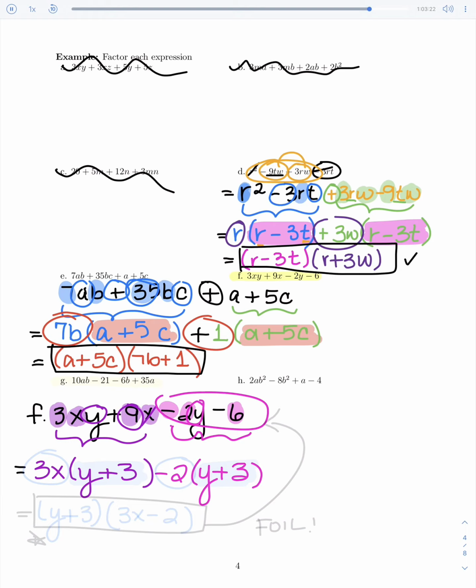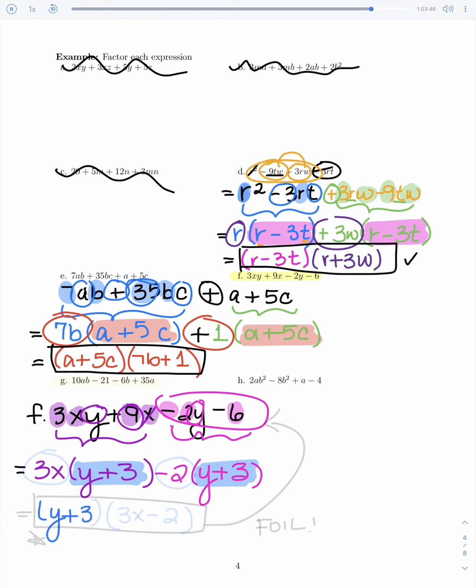If you had forgotten to pull out the negative from the second piece, what would have happened is our 2 pieces would not have matched. However, we did catch it, so they do match, so we did do this correctly. If somehow they don't match, remember it's because you did something wrong. So we've got our matching y plus 3. That's our new common factor that we can pull out.